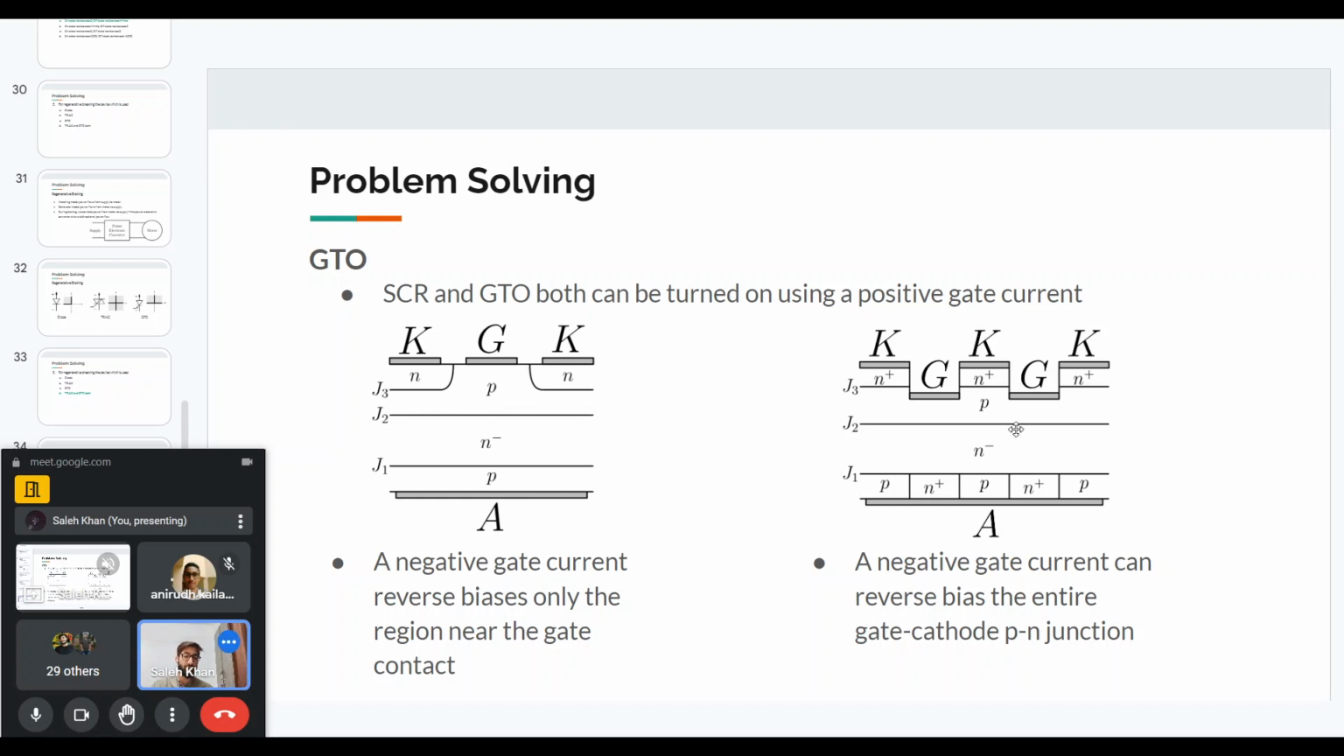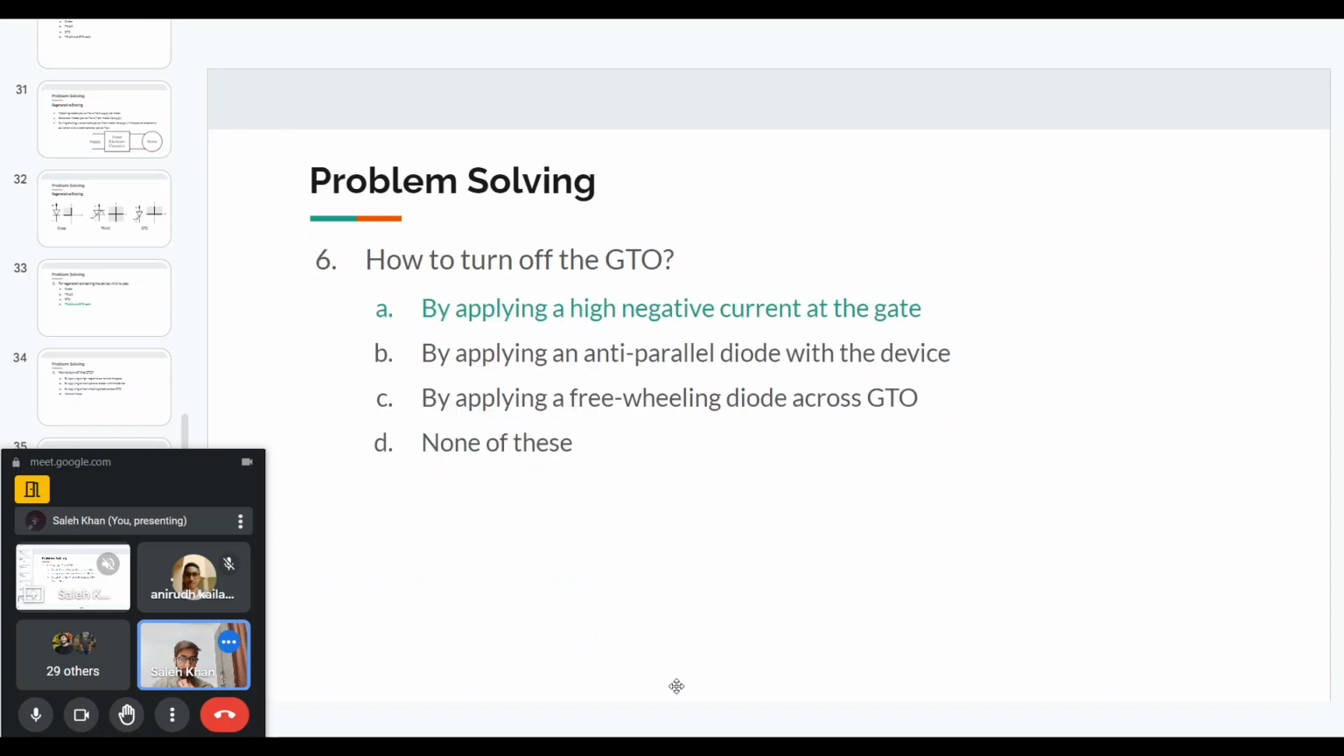But in a GTO, because of its structure, the gate is what is called interdigitated, so it is divided in the cathode region. Because of this structure, if we apply a negative gate current, the entire PN junction between the gate and cathode region will be reverse biased. So the GTO will be turned off by applying a negative gate current. So the answer is, by applying a high negative gate current, the GTO will turn off.